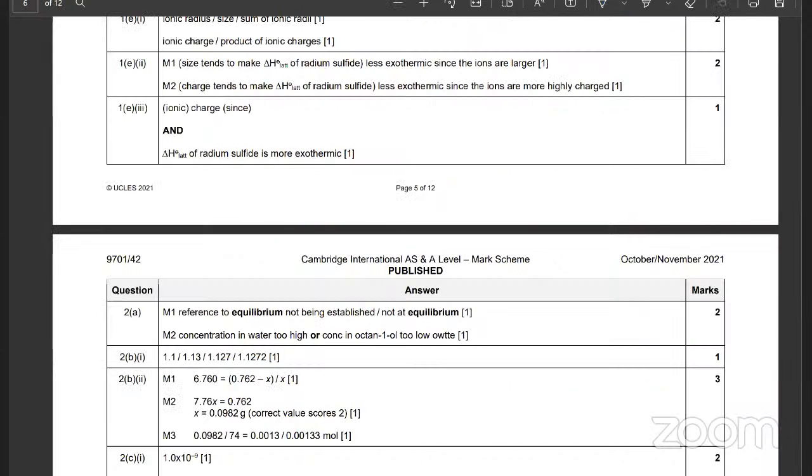As I just told you, this part should have been more. There's definitely a typing error here, part E2. If it's more highly charged, it's going to be more exothermic. That's definitely a typing error in the MS. And they even told us that the dominant factor is the charge because lattice energy was more exothermic. So this is definitely more, not less.